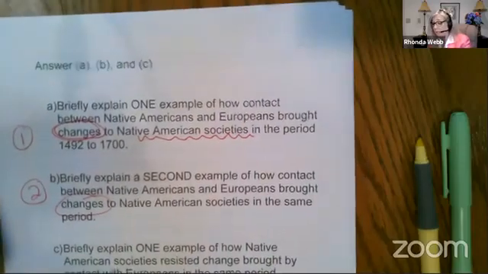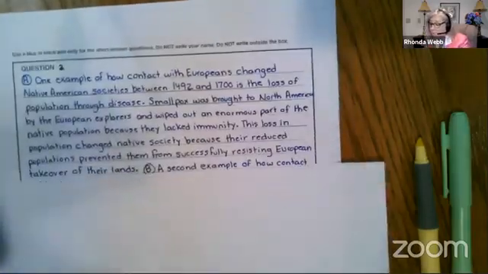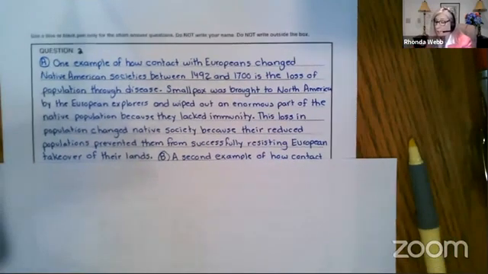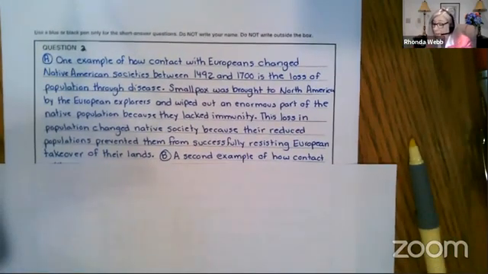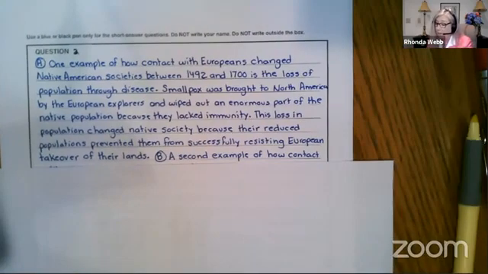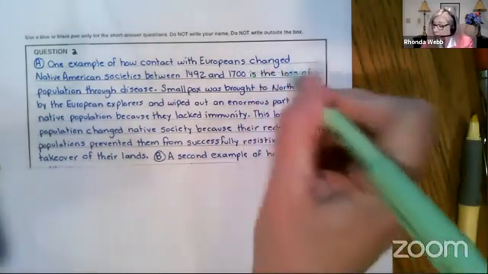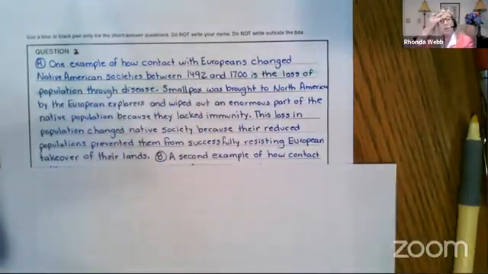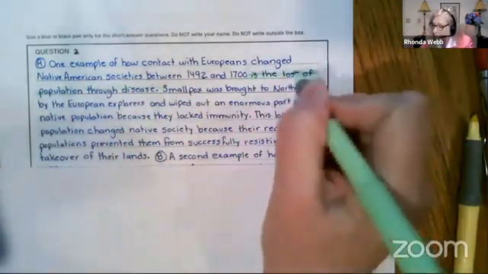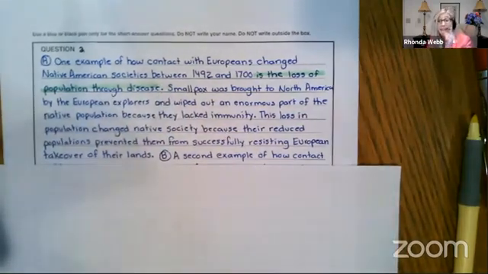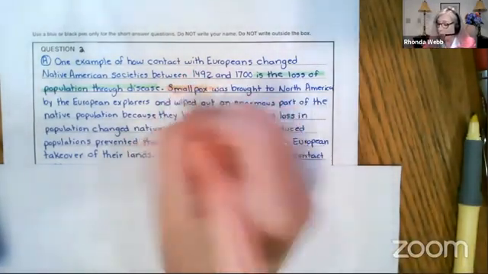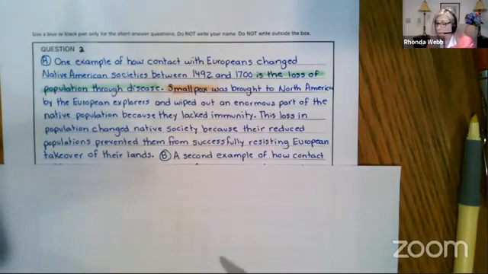All right, so think back to what we discussed at the beginning of the session. So if we start here, one example, I want to answer it first. What's my example of how contact with Europeans changed American society? I'm going to say that it's in the loss of population through disease. That's going to be one of the things that led to a change, loss of population through disease. Now I need an example of that. When did that really happen? Prove that it truly happened. And so here's my example. Smallpox was brought to North America by the European explorers and wiped out an enormous part of the native population because they lacked immunity.